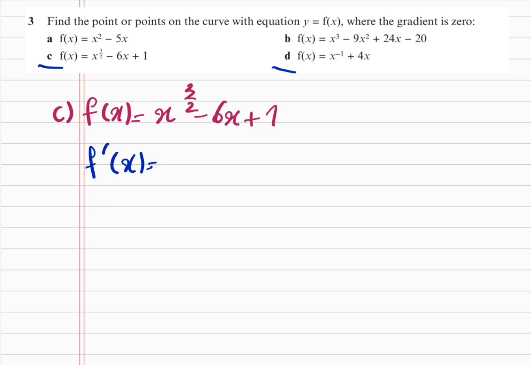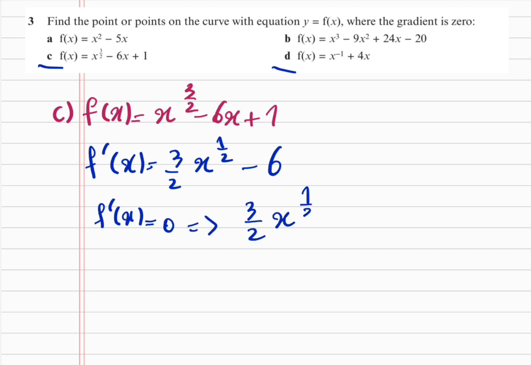the function from part C. So we have x to the power of 3 over 2, so the power comes down as a coefficient and it becomes x to the power of a half. Then minus 6x differentiates to minus 6 and 1 differentiates to 0. Okay, now we want to know where the gradient is 0. So we set f dash x equal to 0, which means 3 over 2x to the power of a half is equal to 6.